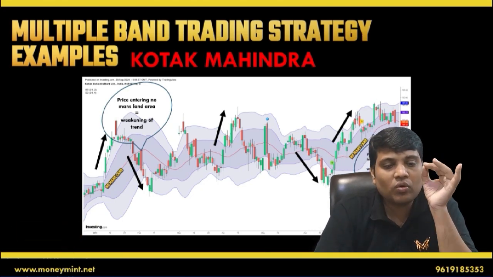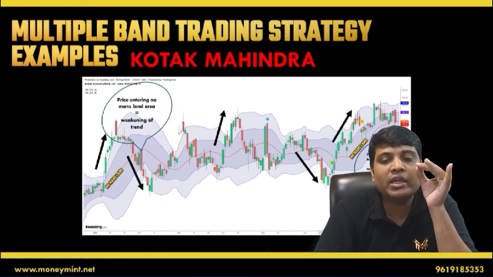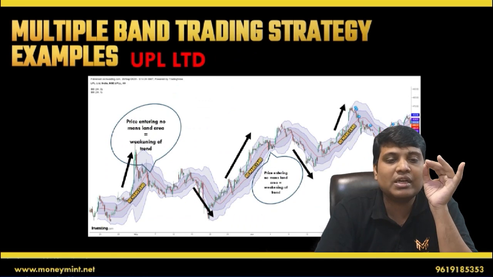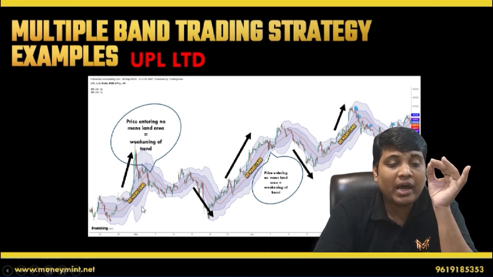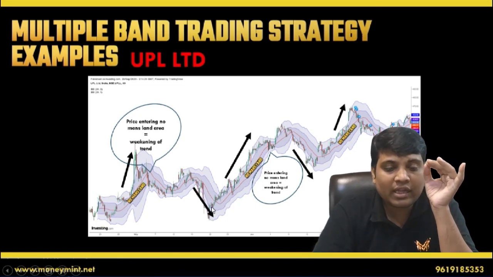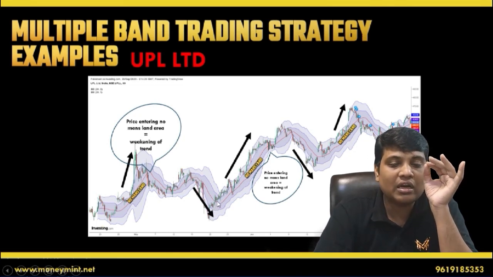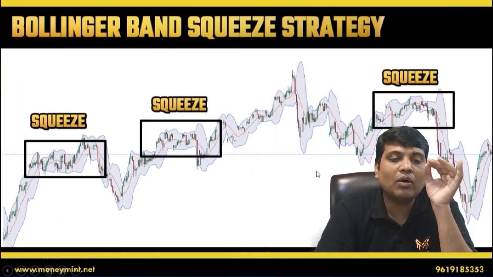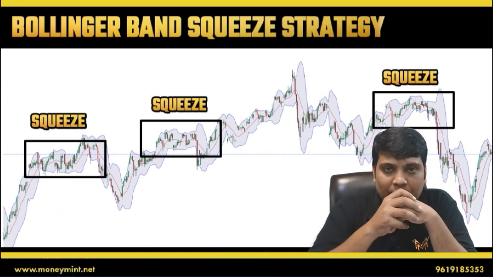So again, you see the Kotak Mahindra example very beautifully. The same strategies applied. You see Bharti Airtel, again the same strategies applied. You see UPL. The market was in an up move, it ended, landed in the no man's land area, that ended the trend. Market was in a downward move and it landed in the no man's land area, that ended the trend. Now the market was in the up move, it landed in the no man's land area. Then first it went upward, again landed, and then it went down. So this is how this strategy can be applied.